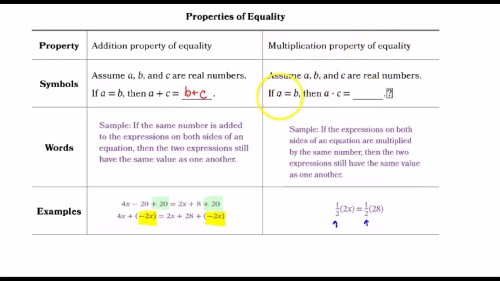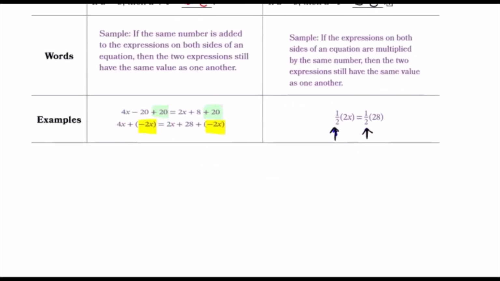So in other words, if you have the equation A equals B, then if you multiply A times C, you also have to multiply B times C. So whatever you do to one side, you have to do to the other. So here they're multiplying the original equation of 2x equals 28, both sides by 1/2.